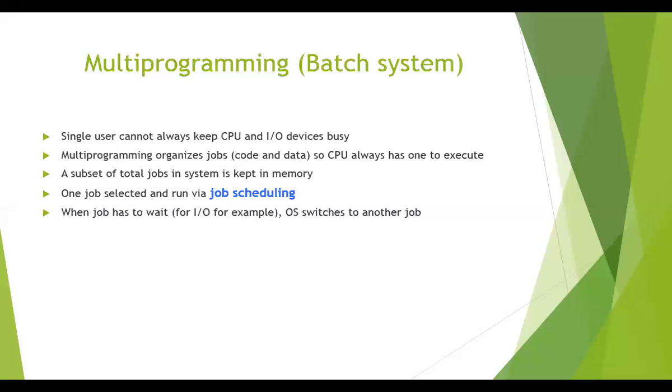First, we are going to see multi-programming, that is, the batch system. Here, a single user cannot always keep the CPU as well as the I/O devices busy. Multi-programming means it stores the data as well as the program as a whole. The CPU can execute only one program at a time. Here, job scheduling is maintained for execution. When a job has to wait, the OS switches to another job for execution.